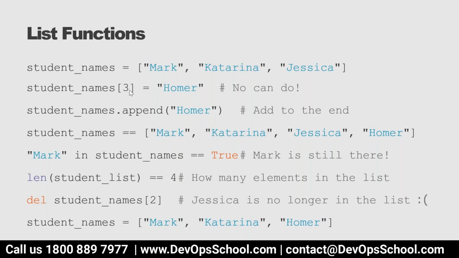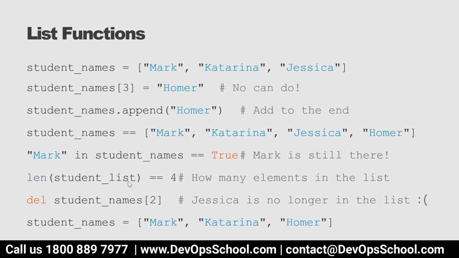So here you are setting up the third element, which is 0, 1, 2, third element, Homer. You cannot do that actually. So what you need to do is use the function called append, and this will add Homer. So this will become a fourth element for it.